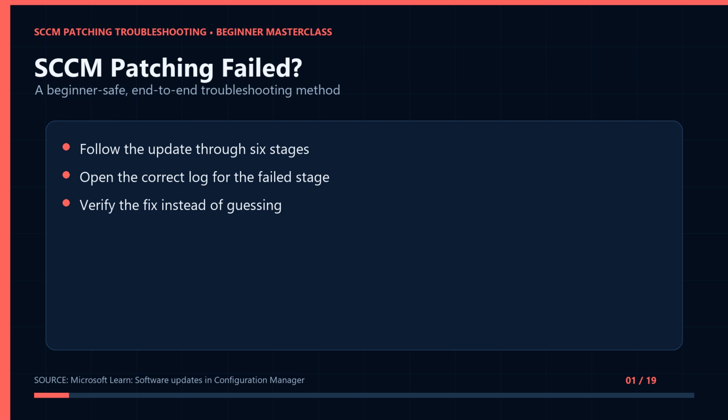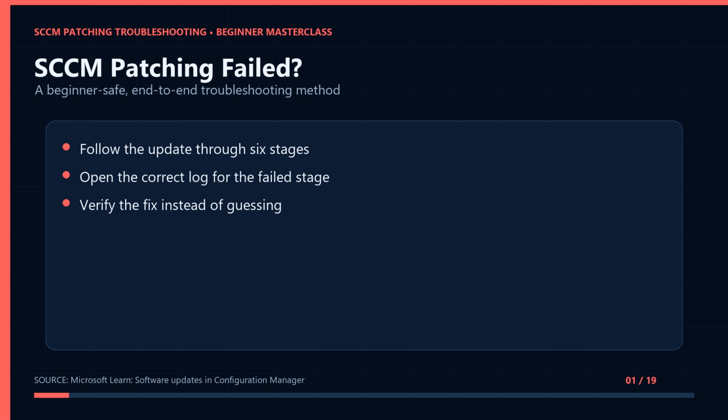Stop at the first failed stage. Use the first meaningful error, not the last generic code. Change one thing, retest the relevant cycle, and collect before and after evidence. This method is slower than guessing for 5 minutes and much faster than creating 3 new problems. You now have the complete map.